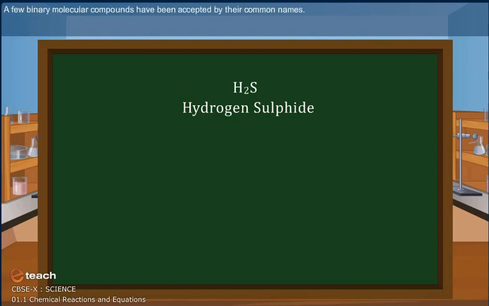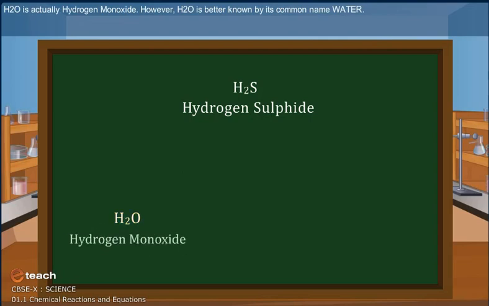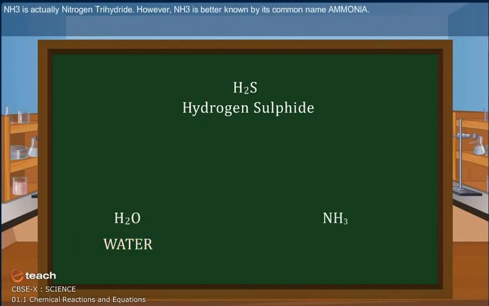A few binary molecular compound names have been accepted by their common names. For example, H2O is actually hydrogen monoxide. However, H2O is better known by the common name water. NH3 is actually nitrogen trihydride. However, NH3 is better known by the common name ammonia.